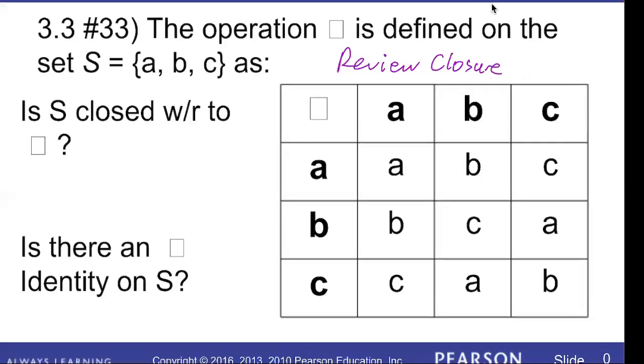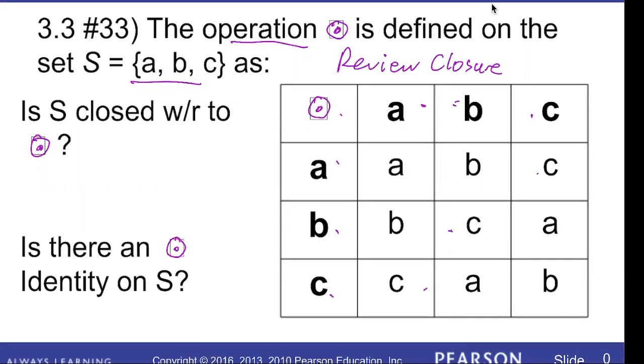Remember, with closure, we need a set and an operation. This operation is supposed to be a little target. I don't know why the symbol didn't show up, so we'll make it a little target. So the way this is working is you read here, A target C gives C. B target B gives C. C target A gives C.